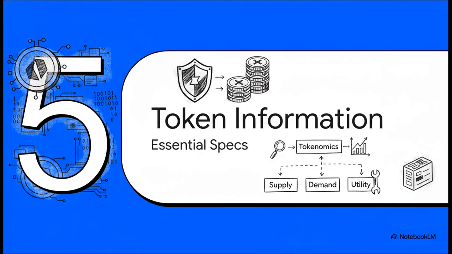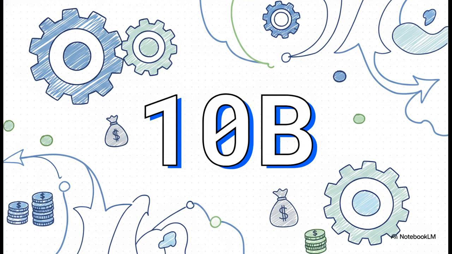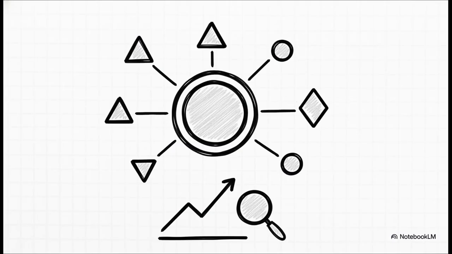Section 5. Essential token information. We've covered all the theory, so let's look at the hard metrics. The absolutely crucial point here is the maximum on-chain supply. XNY is strictly capped at 10 billion tokens. This hard cap is a vital metric for understanding the token's long-term economic scarcity. Here is a super quick run-through of the official specs.